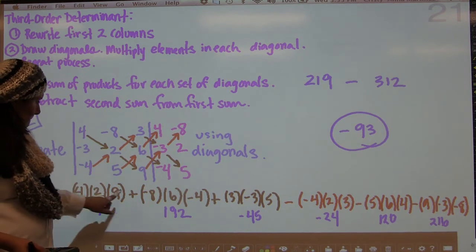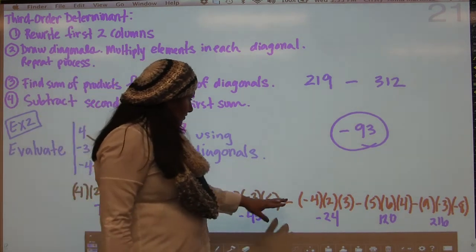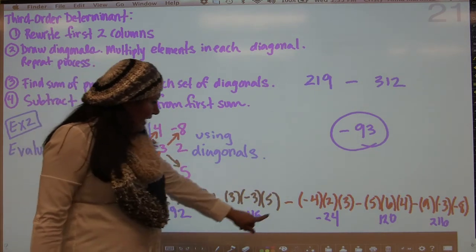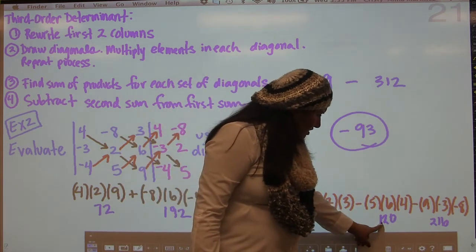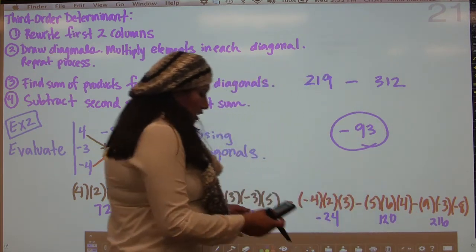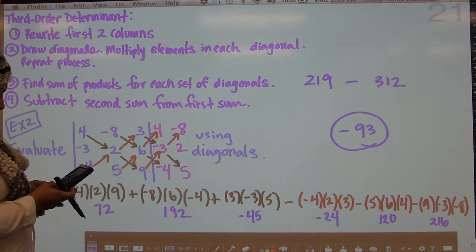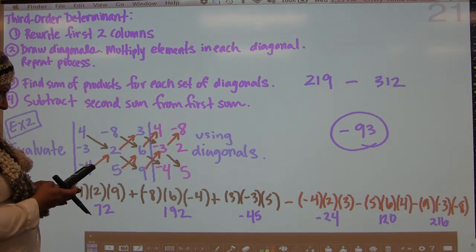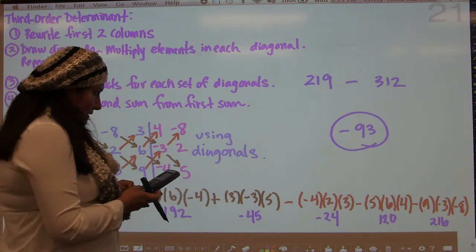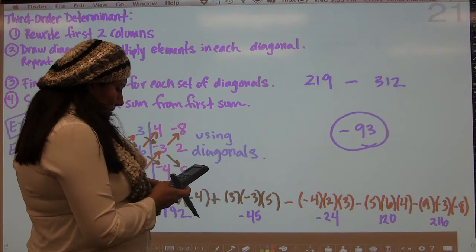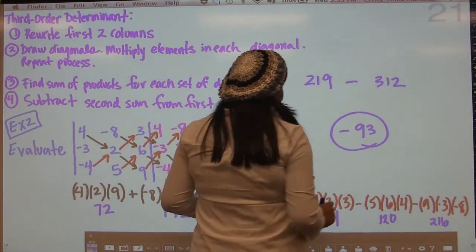arrows were pluses. This is a positive, plus, and a plus here. And then all of the red arrows had a minus in front. This is minus negative 24. This is minus 120, minus 216. So instead of doing it the other way, I could just take 72 plus 192 minus 45 minus negative 24 minus 120 and minus 216, and I would still get the same negative 93 answer.